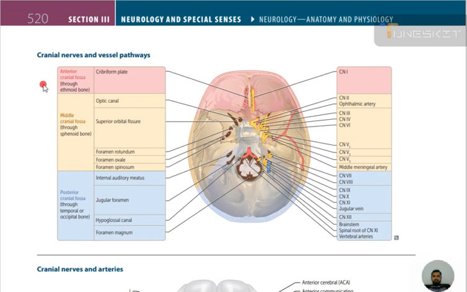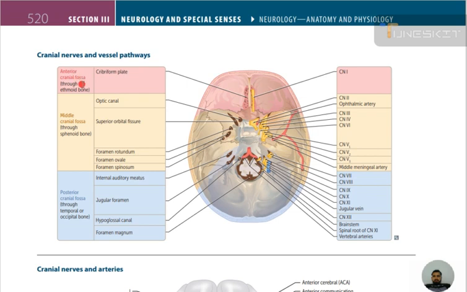So, what is this? These are the cranial nerves and vessel pathway. This is a basal side of the skull, and it is showing from which foramina or which underlying structure the nerve and the vessel is passing. So here is the anatomy, and here are the structures from where these cranial nerves are passing.